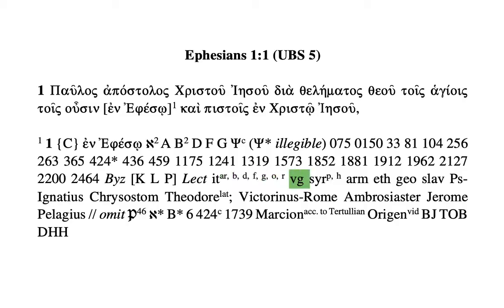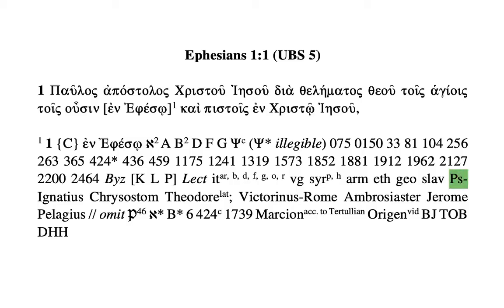And then you get the Vulgate, and then you get the Syriac, and two traditions of the Syriac, the Peshitta and the Harklean. Then you get the Armenian tradition, the Ethiopic tradition, Georgian tradition, and the Old Church Slavonic tradition. And those are all the versions. And all of these, to reiterate, are in support of the inclusion of ἐν Ἐφέσῳ. Then you get Church Fathers.